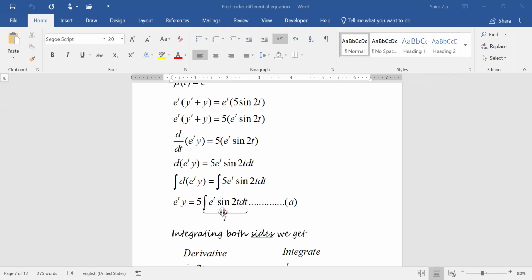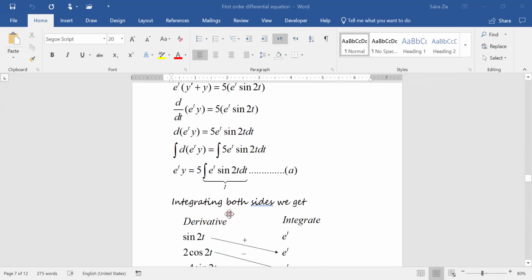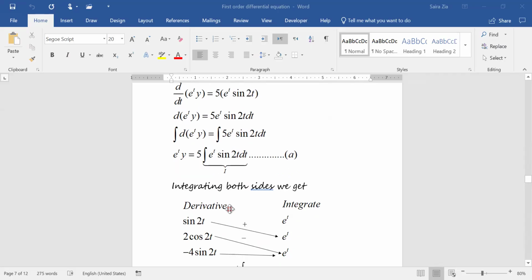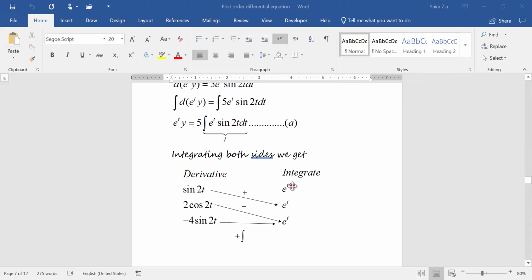Here we can see this is the product of two functions, so we can apply tabular integration. We will take the derivatives and integrals of the two functions. On the derivative side we will take sine 2t, and on the integral side we are going to take e power t. We already know that we apply the LIATE rule, so the same we are applying here for derivatives and integrals.